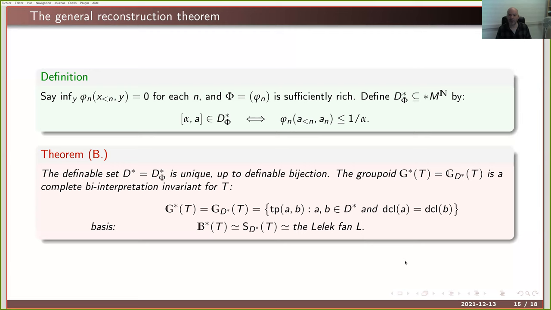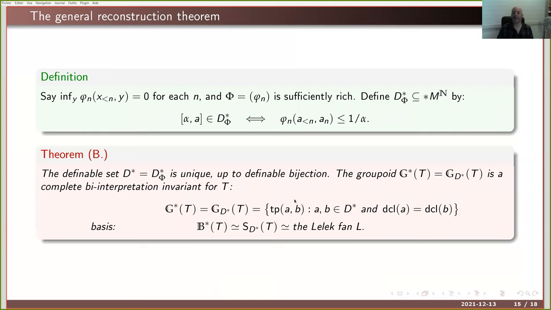And the groupoid that you get is a complete bi-interpretation invariant for T. So G star of T, let's call it G star, I just put stars everywhere because I think of these things as stars. So G, the groupoid associated to this definable set. Again, same thing, all types of two codes that code the same model or are both the zero element. That's also a possibility.